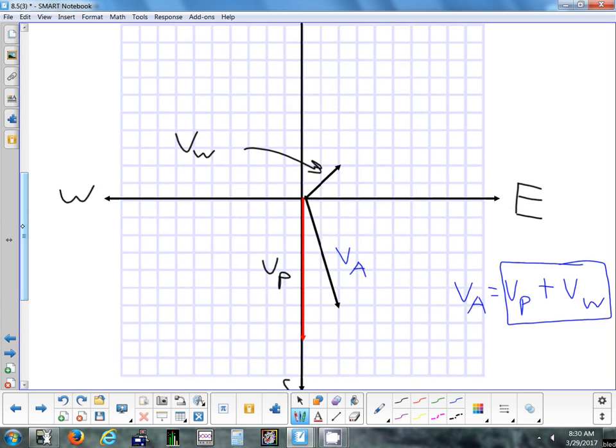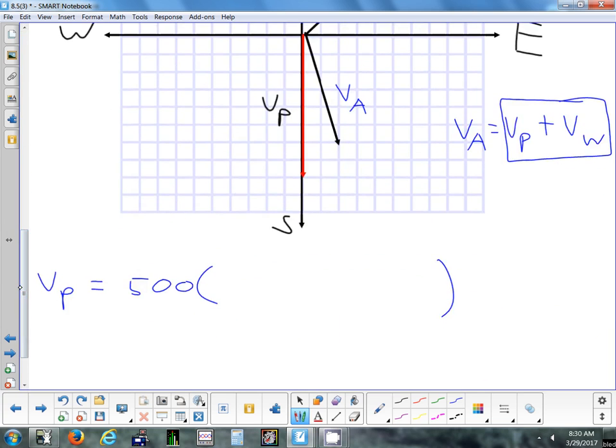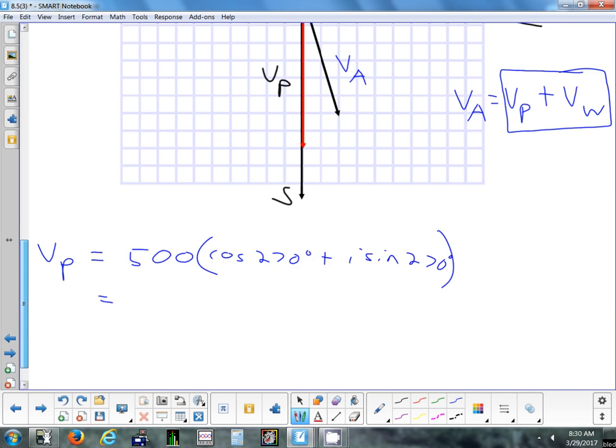So the way we do our angle is not the way a compass does it. We do it the way we've always done it. So what angle would south be? On the way we do it, it's 270. That's not the way it is on a compass. Okay, but it's 270. So cosine 270 plus I sine 270. So do that out, and we'll have the velocity vector for the plane.